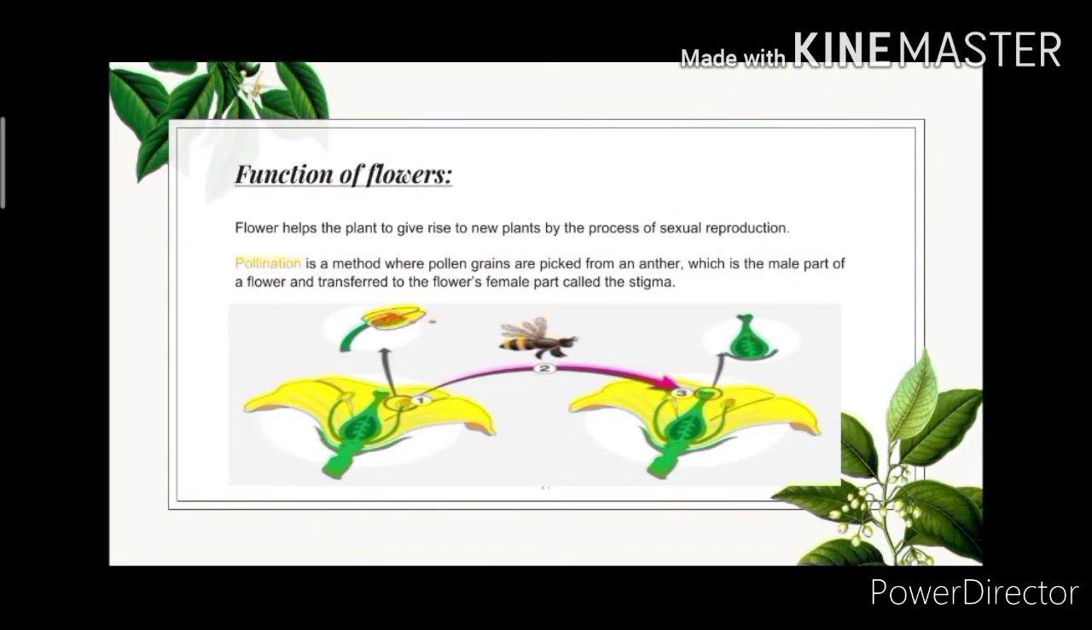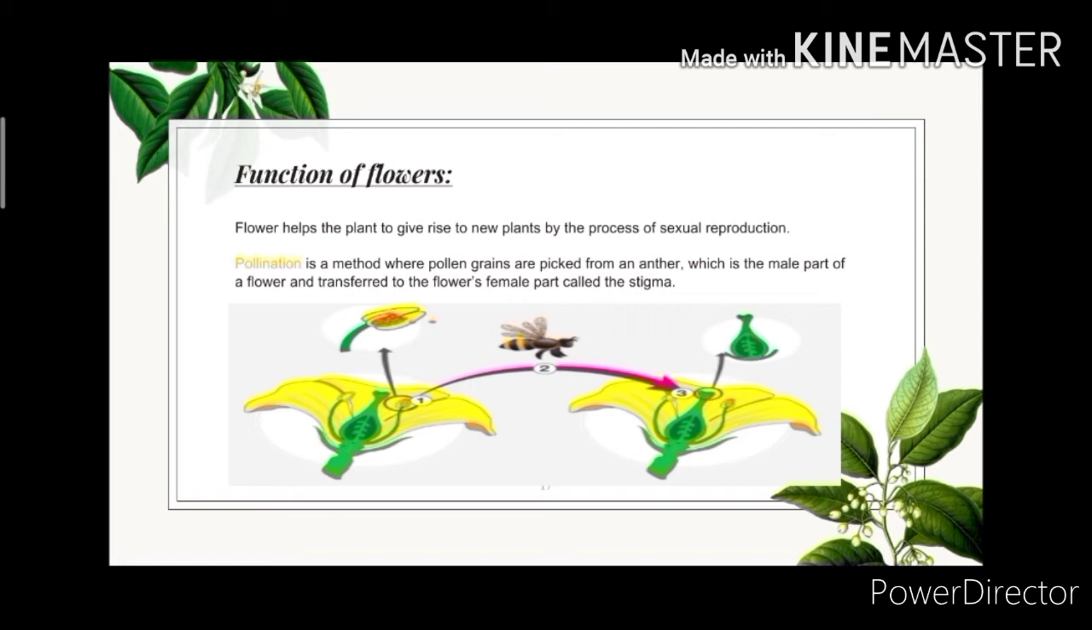Okay, next is function of flower. Flower has a very important function, that is for sexual reproduction, and this reproduction is basically done by the method that is known as pollination. Now let's discuss, students, what is pollination. Pollination is a method where pollen grains are picked from an anther and transferred to the stigma.